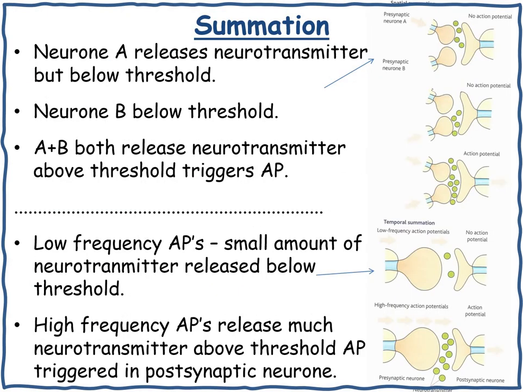So here are some diagrams of spatial summation and temporal summation. This shows that each individual neuron on its own doesn't release enough neurotransmitter, but when they both release neurotransmitters, that is enough to fire an action potential. This one is for temporal summation. If there's a low frequency of action potentials, only a small amount of neurotransmitter is released, which is below threshold. With a high frequency of action potentials, it releases lots of neurotransmitter above the threshold, and therefore an action potential is triggered in the postsynaptic neuron.